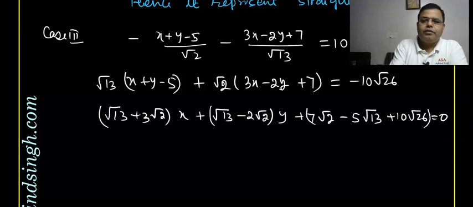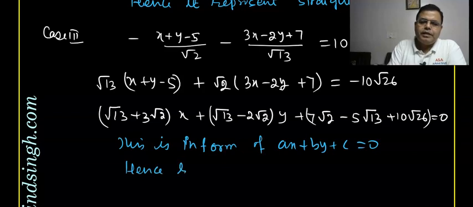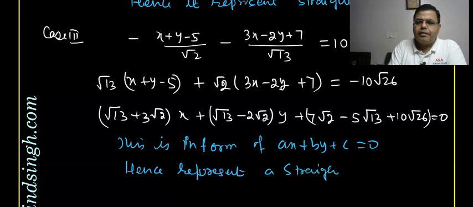So this is in form of ax plus by plus c is equal to 0, hence it represents a straight line. Right?